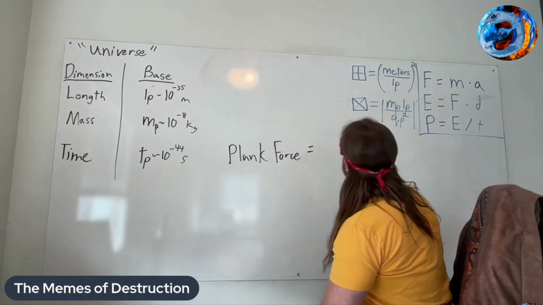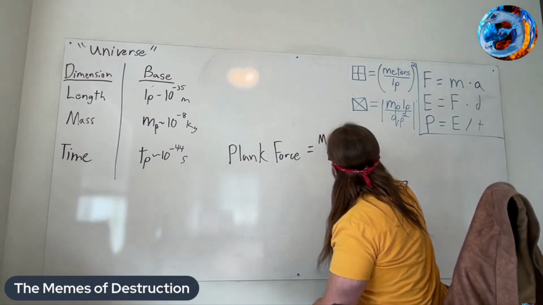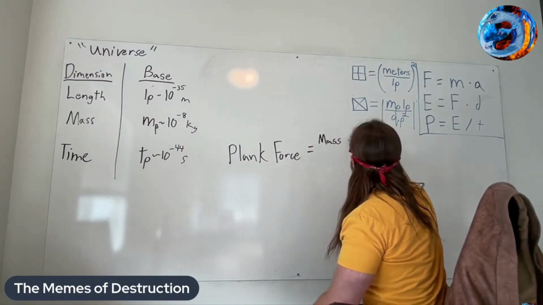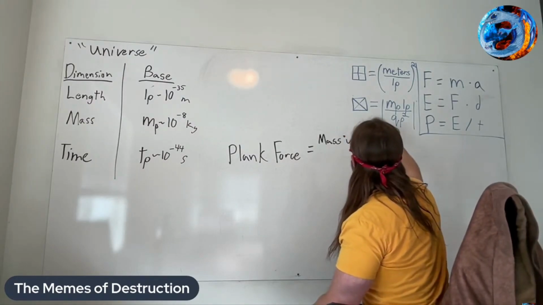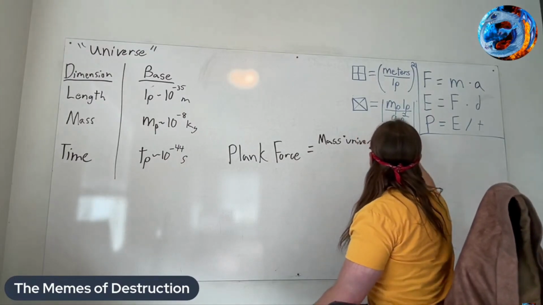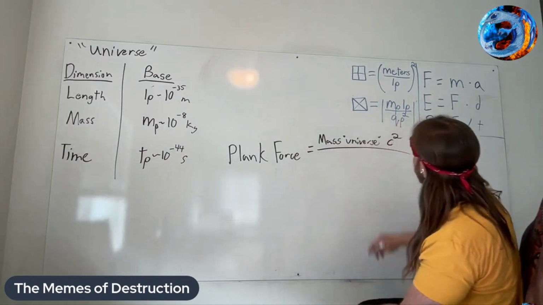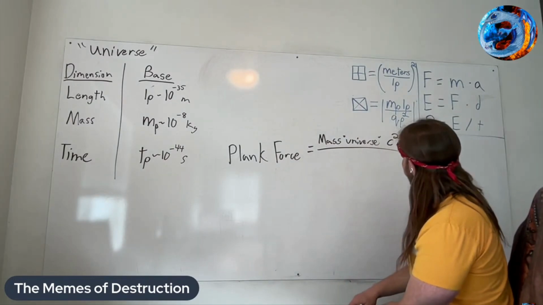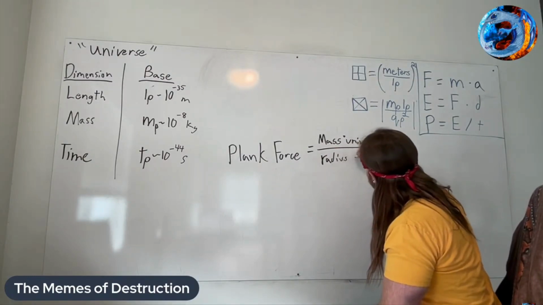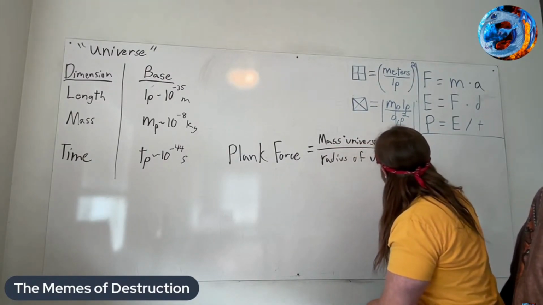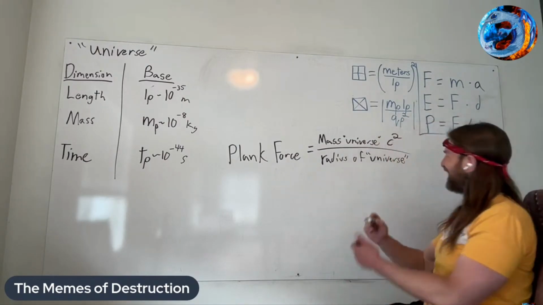Set that equal to the mass of the universe. Put in apostrophes little u. Well, that's going to be times c squared. So the mass energy of the universe. And then we're going to divide it by the radius of the universe. Okay. I know, we're using high school math here.